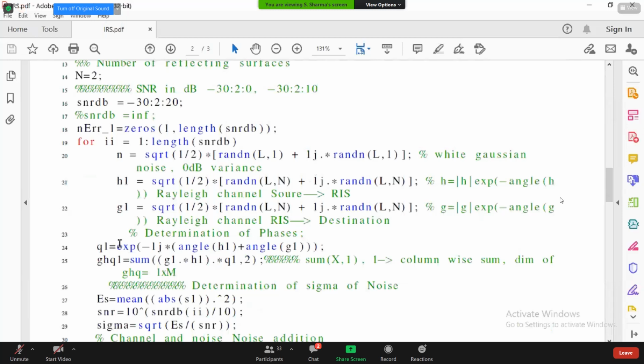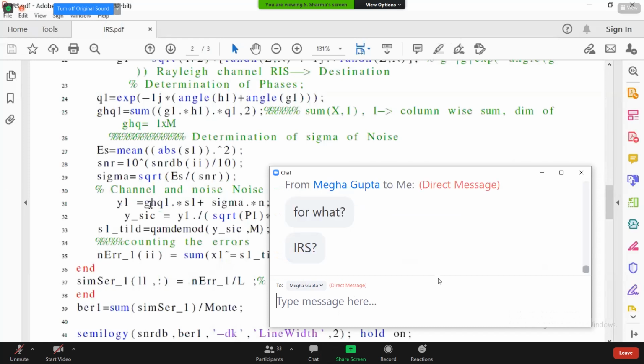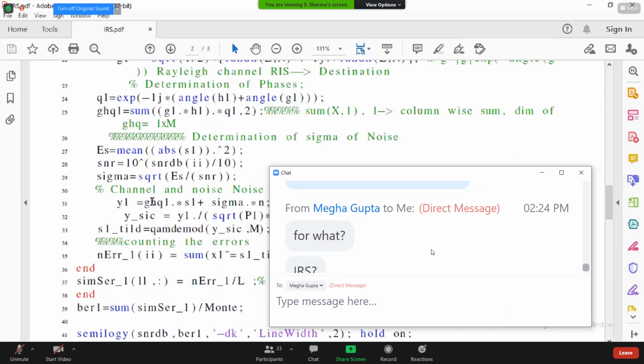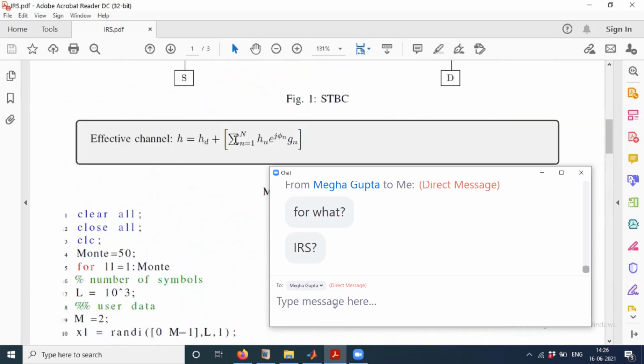Then we calculated the angle. MRC I'm just using here, so that's the angle of H1 and G1. Then put in the effective channel. Then you add the signal. Direct path I am not considering here. So this is the path, this is the channel. This one, this path, this is the channel.